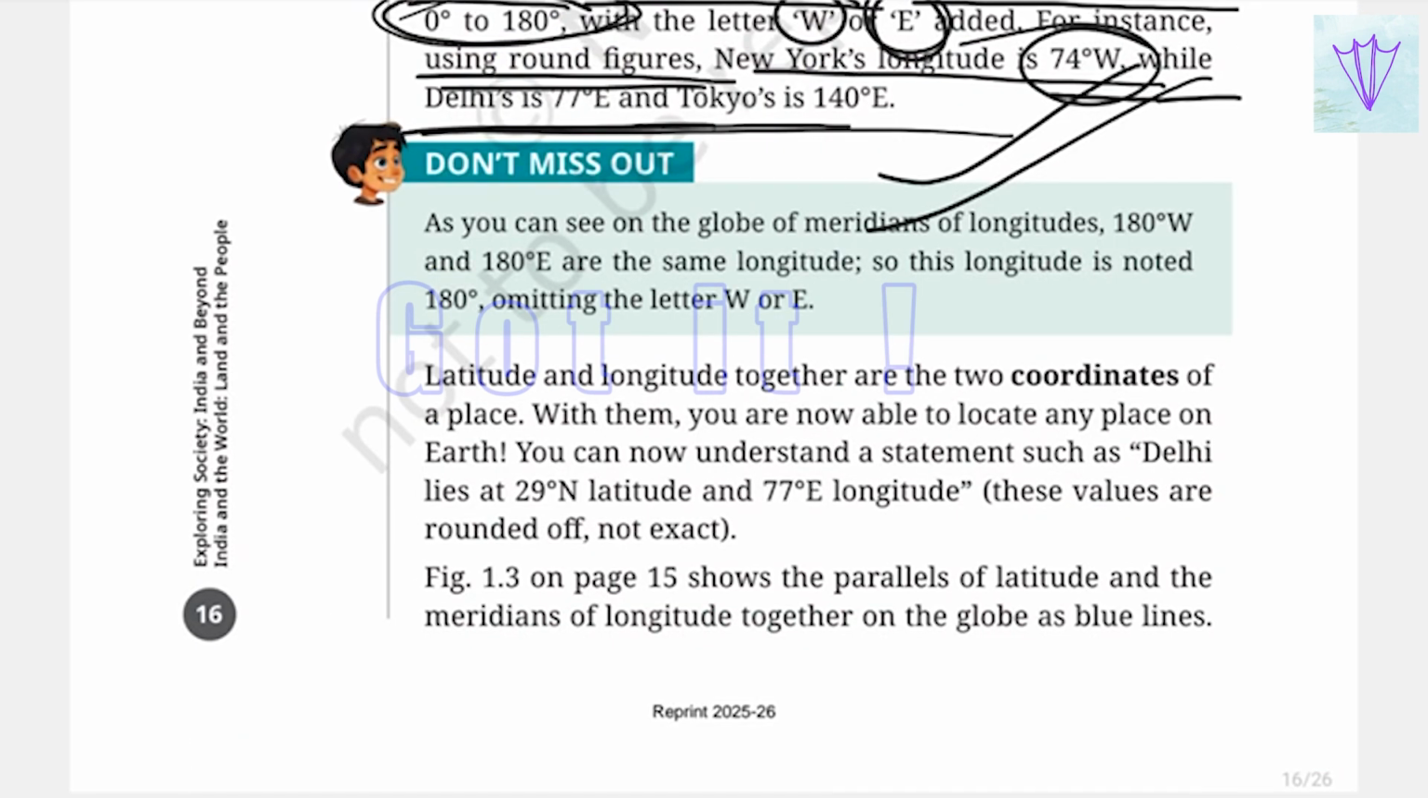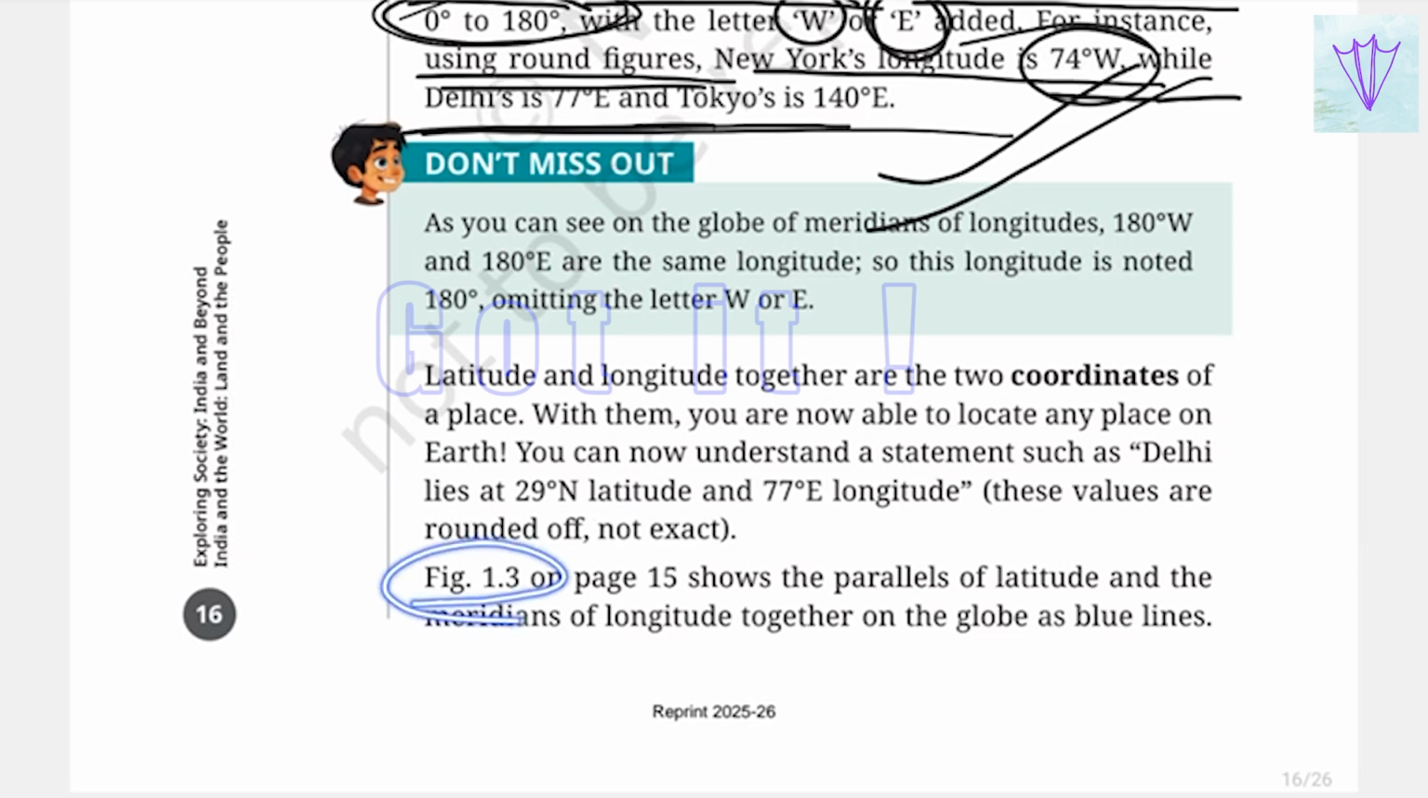So it is important to note that latitude and longitude together are the two coordinates of a place. With them, you will now be able to locate any place on the earth. You can now understand a statement such as Delhi lies on 29 degrees N latitude and 77 degrees E longitude. These values are rounded off and not exact. So we can't say that there will always be whole numbers. They can also be in decimals or in points.